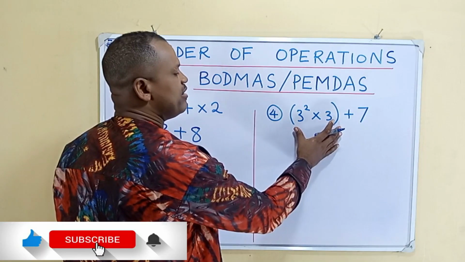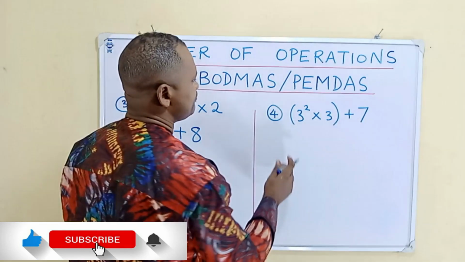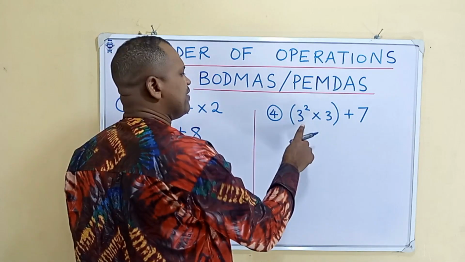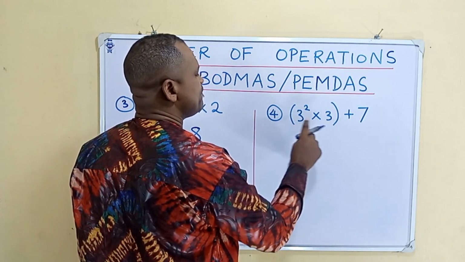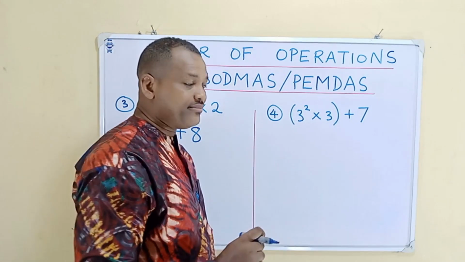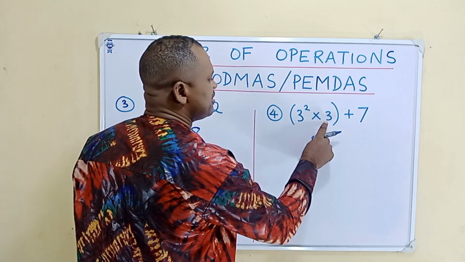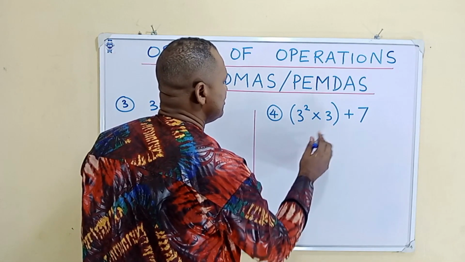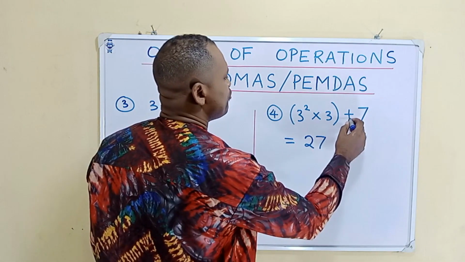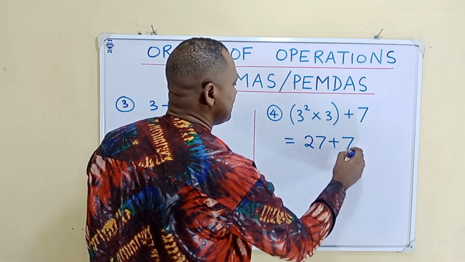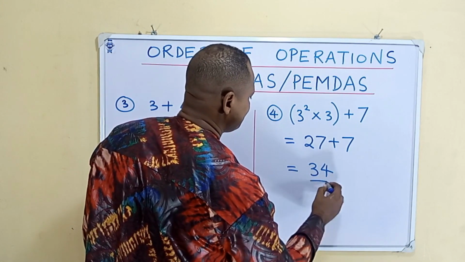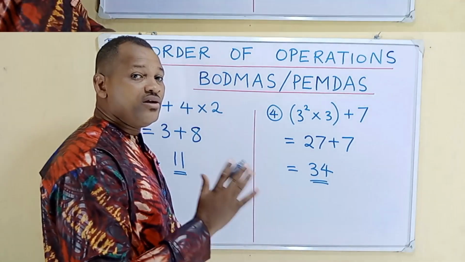Here we have a bracket or parenthesis. So we solve what is inside it first. And inside it we have 3 squared times 3. We start with this 3 squared. 3 squared is 9. So 9 times 3 is 27. So all of this is 27. Of course, write your equality sign. Plus this 7 here. If you add them up, that will give you 34. You see that? This is very, very sweet.